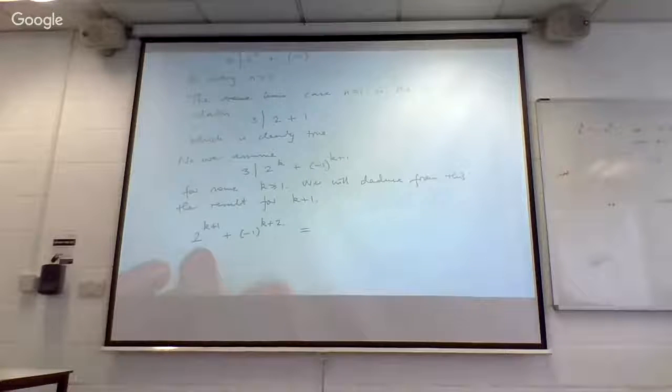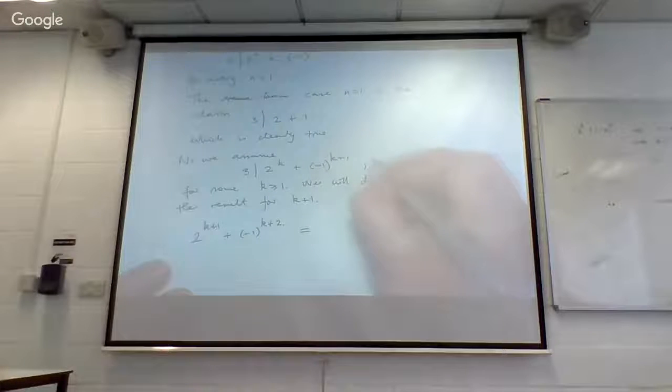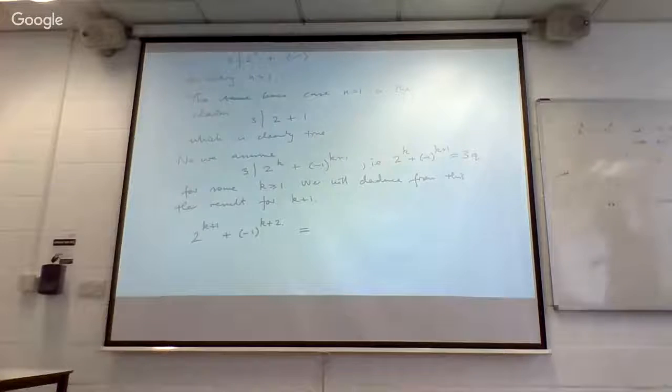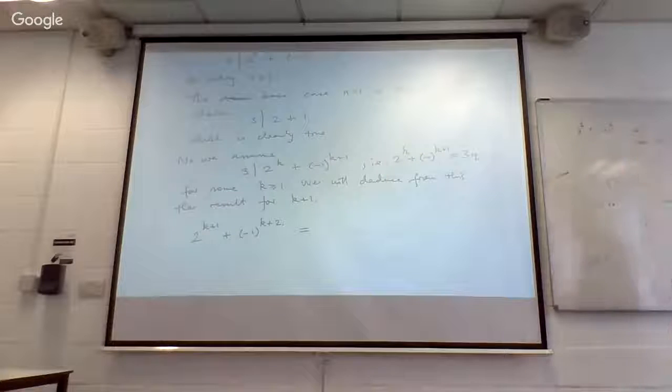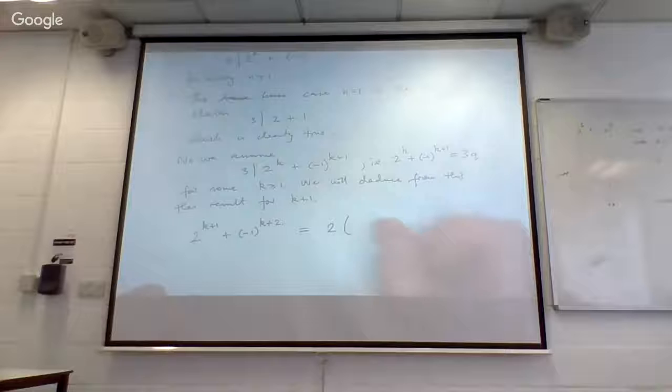My first instinct would be to take the divisibility assumption, which says that 2 to the k plus minus 1 to the k plus 1 equals 3 times q for some integer q. Q is the quotient of this thing divided by 3. So I have to somehow build this quantity out of that quantity. My first thing would be to divide it by 2.